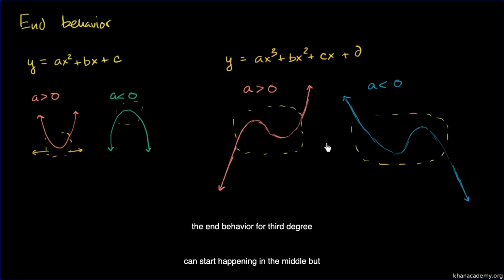But the end behavior for a third degree polynomial is that if a is greater than 0, we're starting at really low values, and as x becomes positive, we get to really high values. If a is less than 0, we have the opposite. And these are the two prototypes for polynomials, because from there we can start thinking about any degree polynomial.